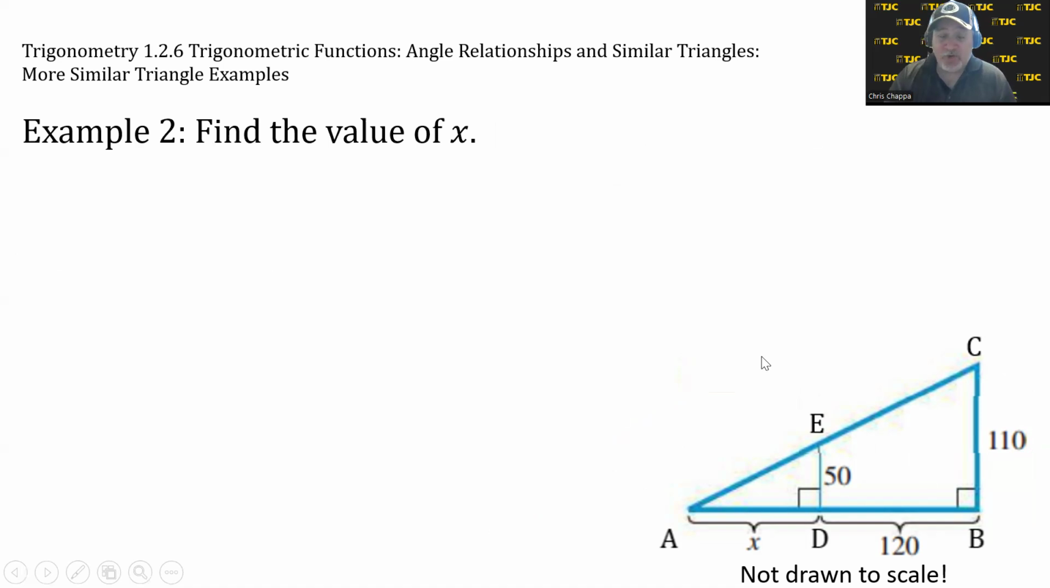I love problems like this. You really have to think and do a deep dive. Let's see what we have. We have a right triangle ABC, and we have a smaller right triangle ADE. One side on the larger triangle is 110, one side on the smaller triangle is 50, one side on the smaller triangle is x, and then we have this distance between D and B of 120. Notice this 120 is not a complete side on either triangle.